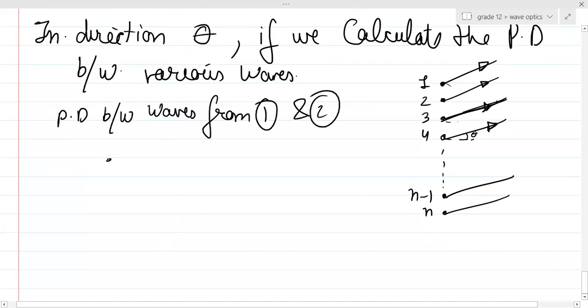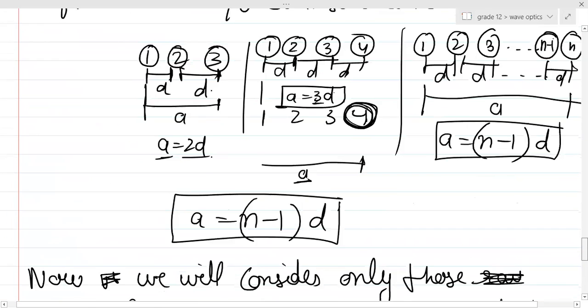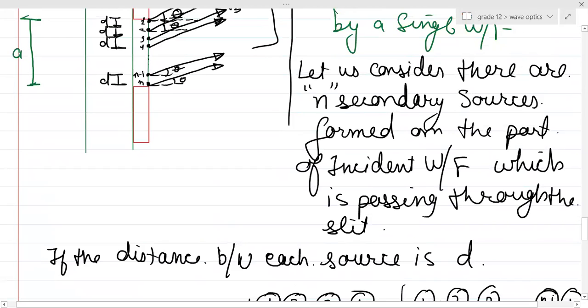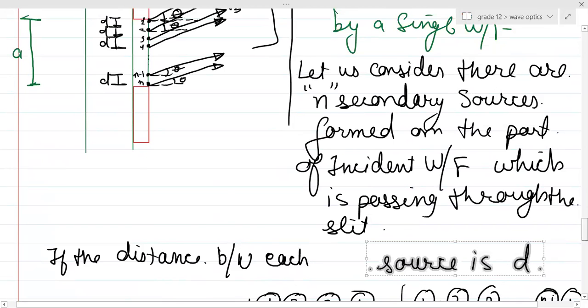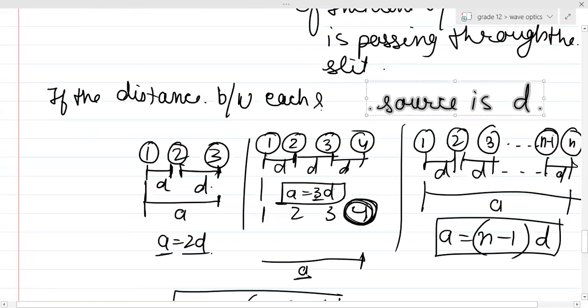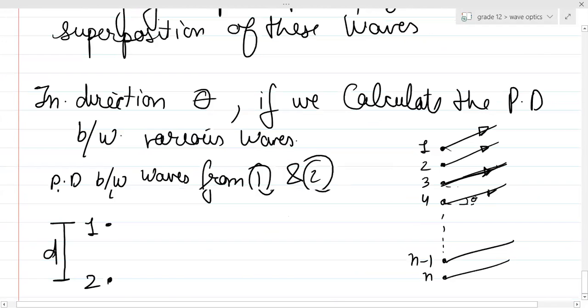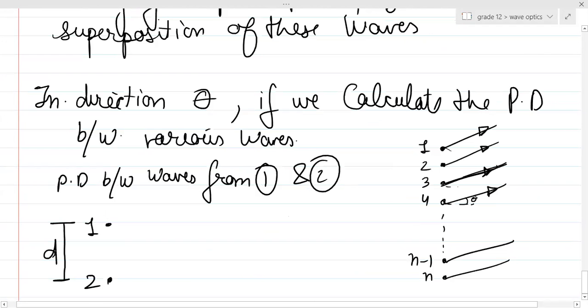So basically, 1 is over here, 2 is over here. What is the distance between 1 and 2? Is it equal to B, or is it equal to D? Guys, is this distance equal to D? I told you, no? If the distance between each secondary source is D. So the distance between 1 and 2 is D.